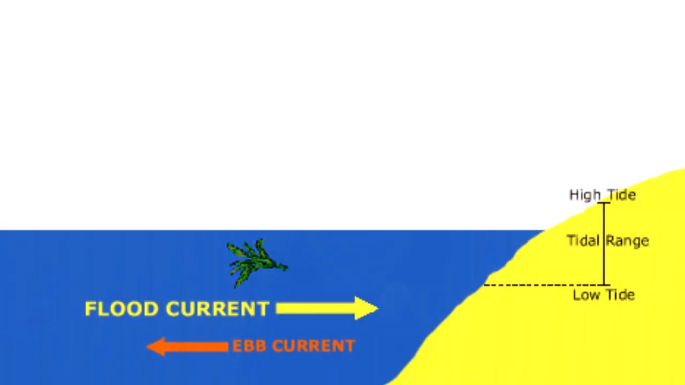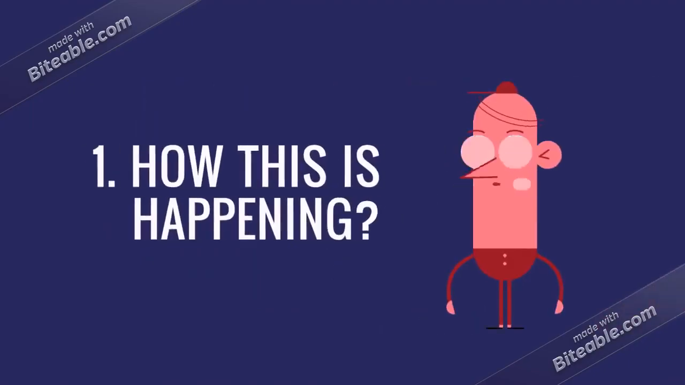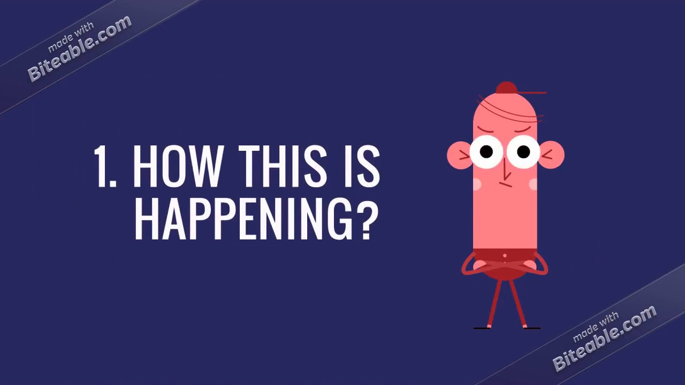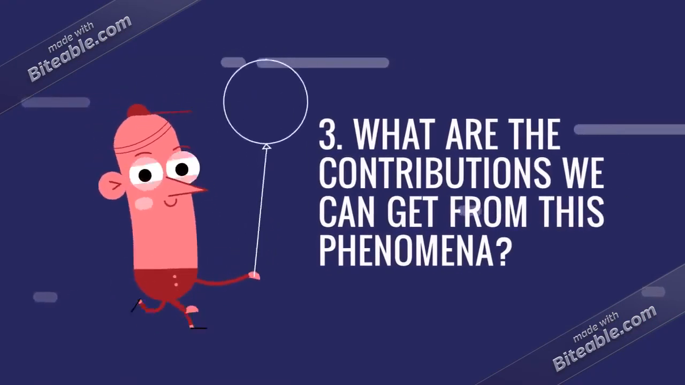The incoming tide along the current and into the bay is called a flood or flow current, while the outgoing tide is called an ebb current. The questions are how this is happening, what method is used to measure these ebb and flow tides, and what contributions we can get from this phenomenon. Keep watching because that will be clearly explained right after this.